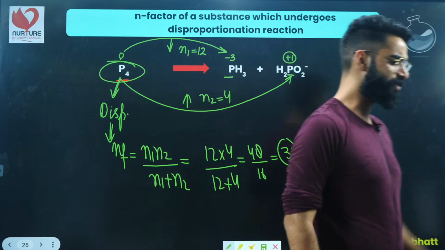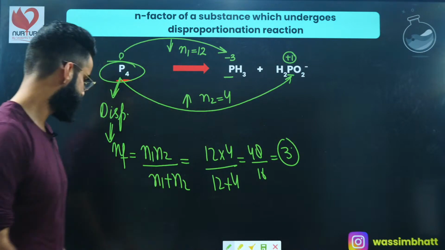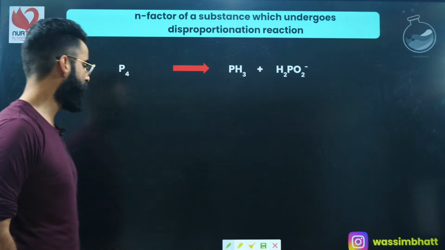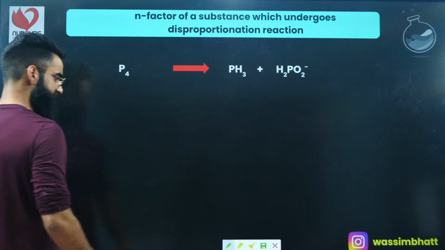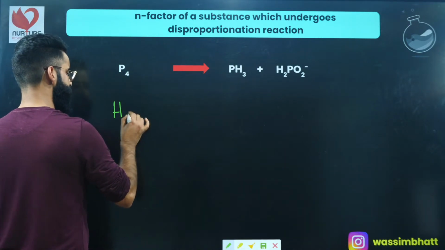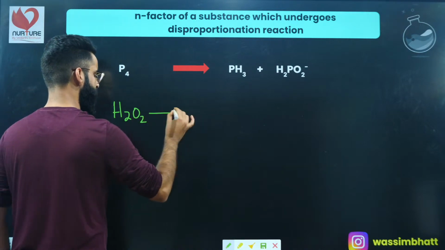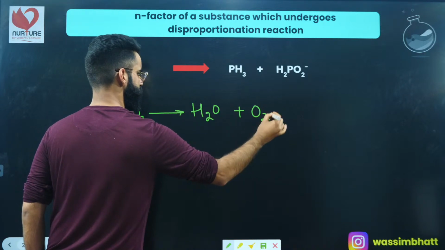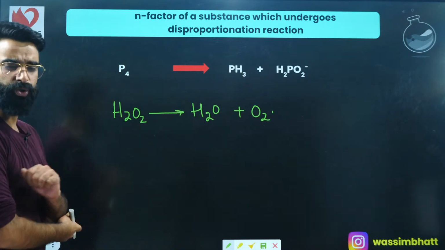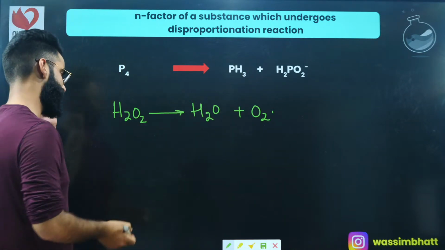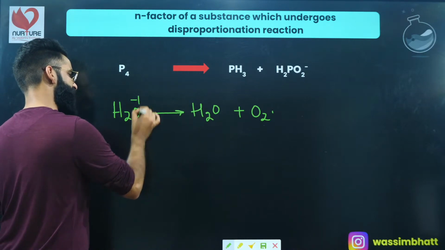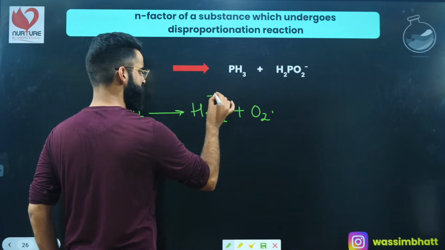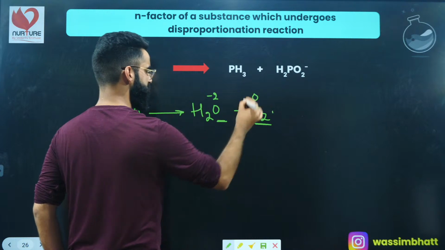Alright guys, one more last question we are going to solve. Let me give you one more reaction over here. The reaction which I'm giving you is H2O2 gives H2O plus O2, right? See, the oxidation state of this oxygen is -1. The oxidation state of this oxygen is -2. Oxidation state of this oxygen is 0, right?